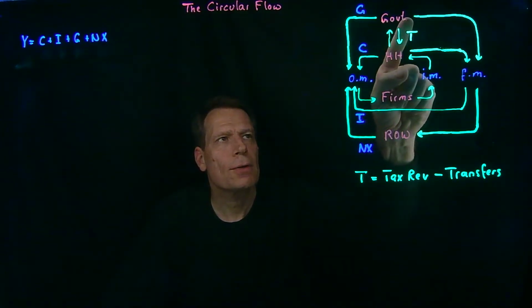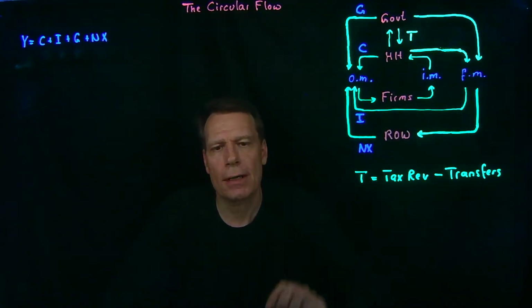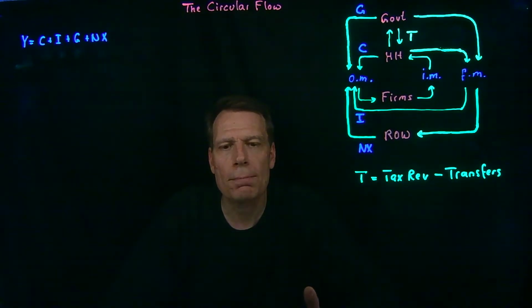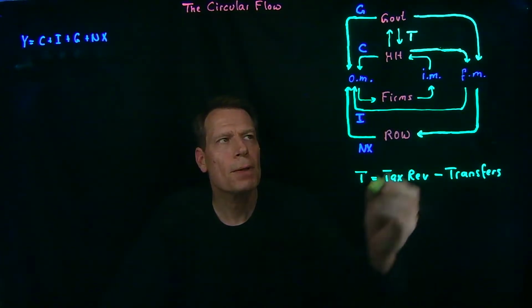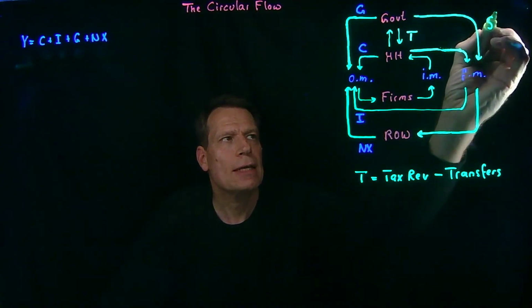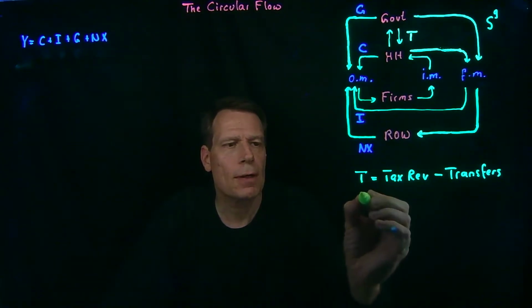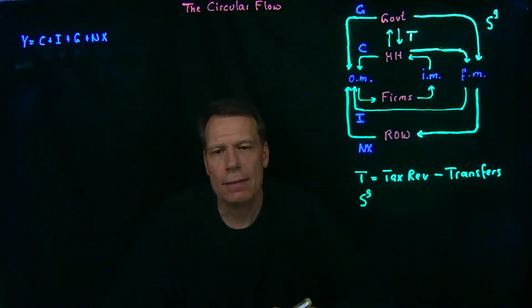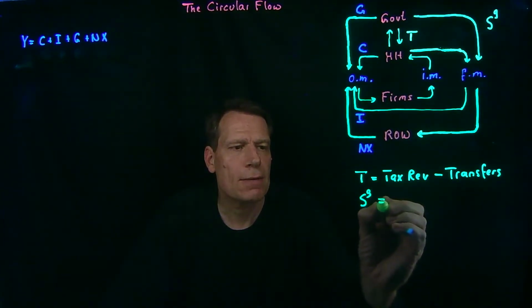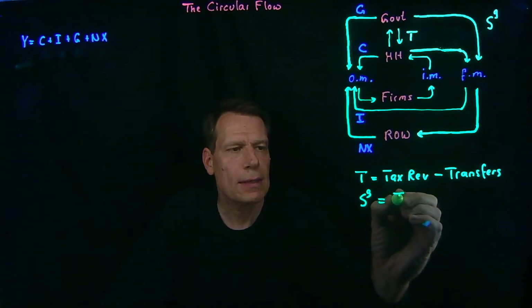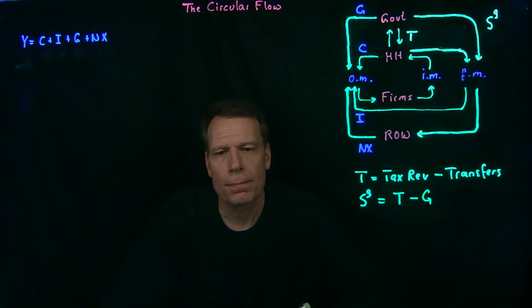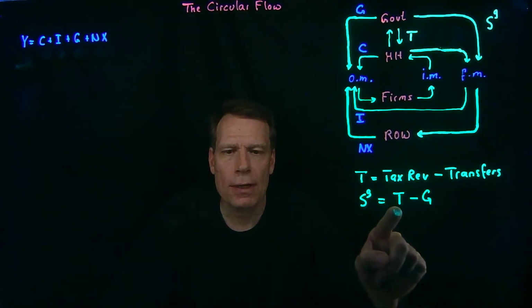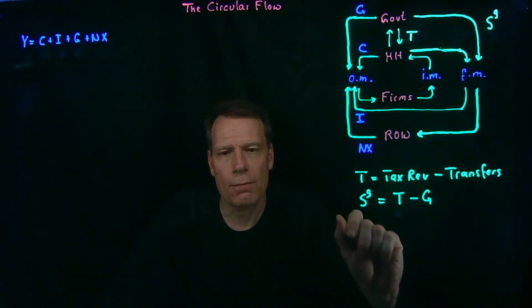Then we have this arrow that connects the government to financial markets, and we know that arrow could in principle point in either direction. The reason we've made it point in this direction is because we're going to label this arrow as SG, which stands for government savings. Government savings is defined as the difference between taxes net of transfers and government purchases. This is what flows into the government, and this is what flows out of the government.